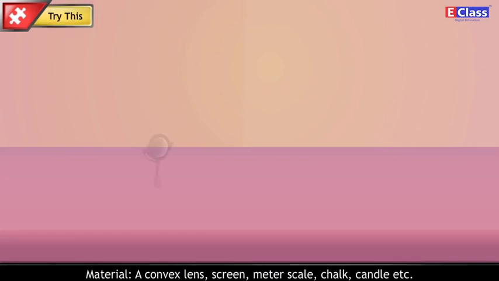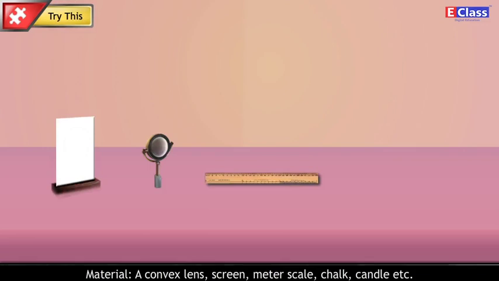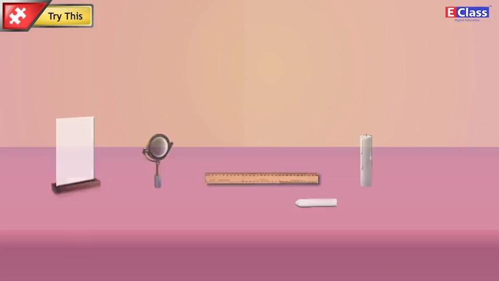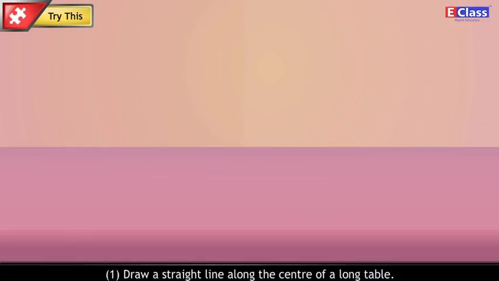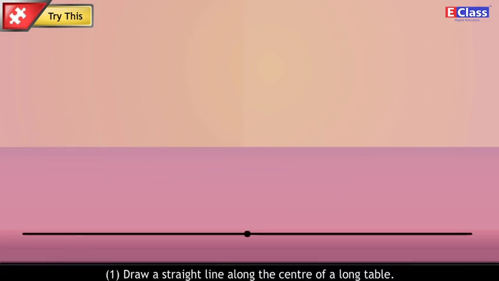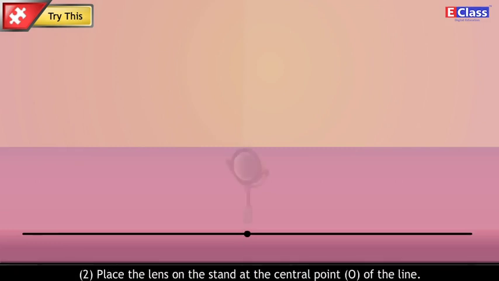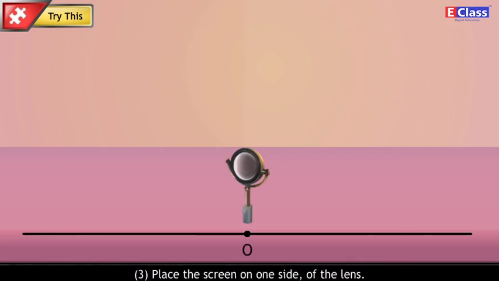Try this. Material: a convex lens, screen, meter scale, chalk, candle, etc. Method: 1. Draw a straight line along the center of a long table. 2. Place the lens on the stand at the central point O of the line. 3. Place the screen on one side of the lens.